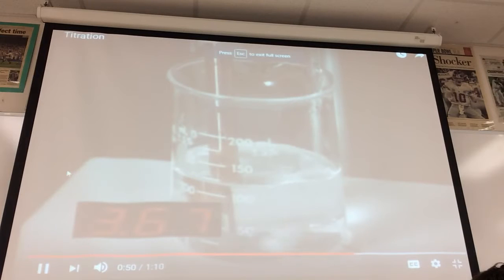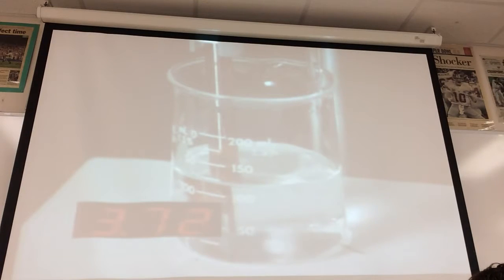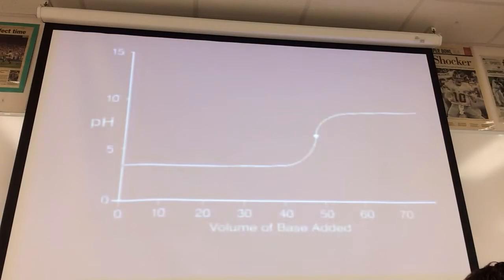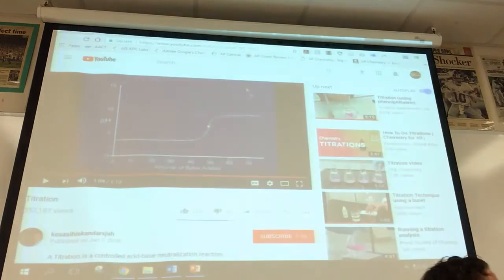Initially, the pH changes very little as base is added. Suddenly, the pH changes rapidly as the endpoint passes. The solution quickly becomes very basic, and again, the pH changes very little. The endpoint occurs at this middle point on the curve. And that's something you'll be doing in the lab later in the year.